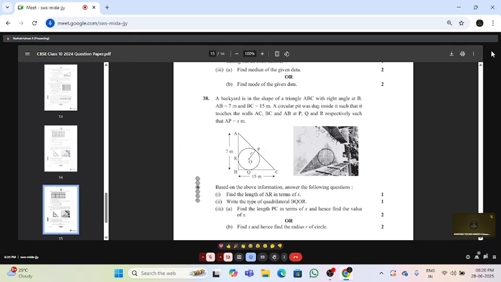Now we come to the last problem. This is the last problem in this question paper, question number 38. Please look at question number 38.